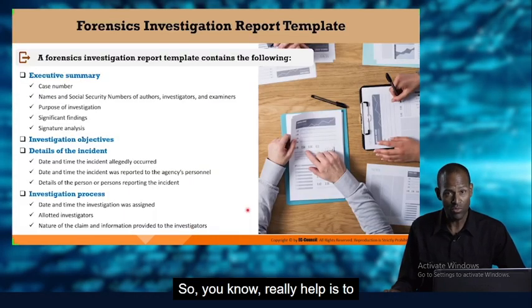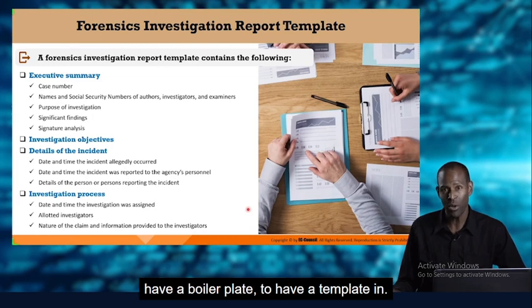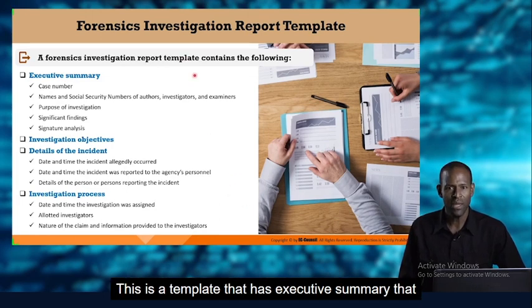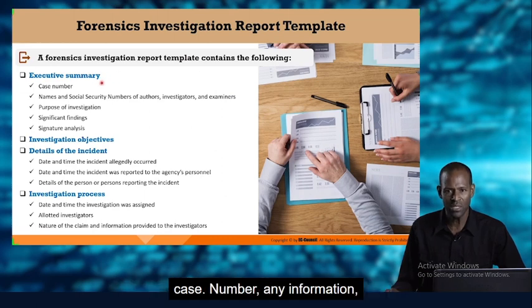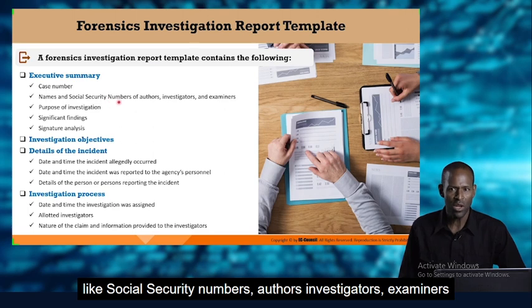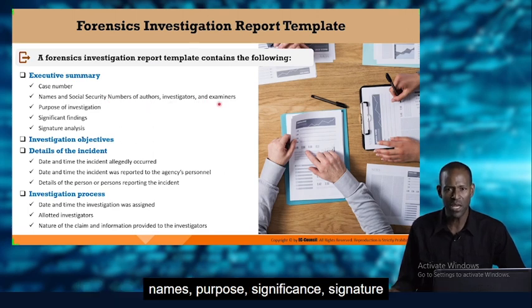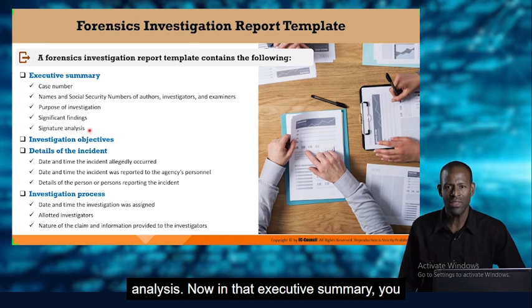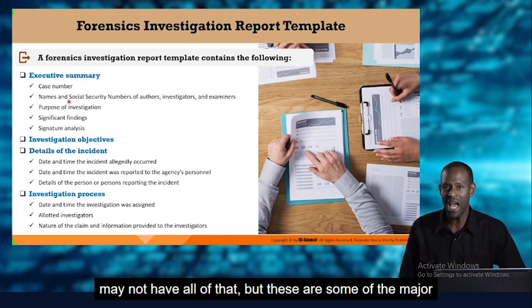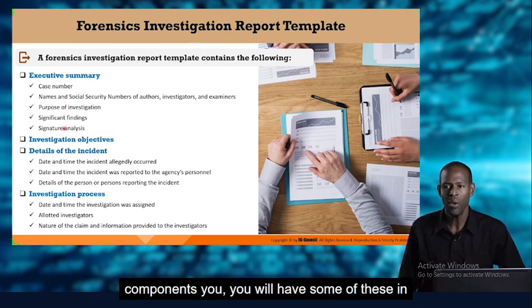So, what will really help is to have a boilerplate, a template. This is a template that has the executive summary, the case number, any information like social security numbers, authors, investigators, examiners, names, purpose, significance, signature analysis. Now, in that executive summary, you may not have all of that, but these are some of the major components. You will have some of these in the executive summary.